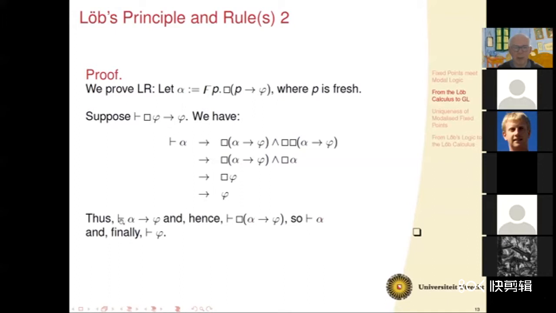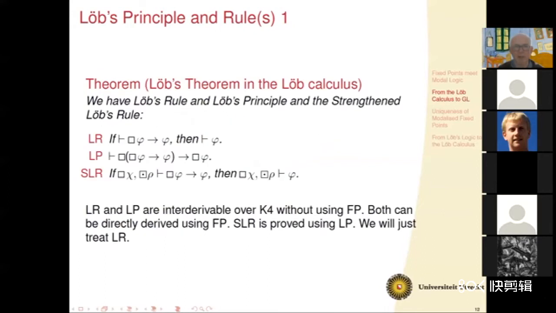So we have derived alpha implies phi. And hence by necessitation, or the first Loeb condition, we also have box alpha implies phi. But that's again by the fixed point equation the same as that we have proved alpha. And now finally we combine this one and that one. And so we have the derivability of phi simpliciter. And that's precisely what we wanted to prove. So that's Loeb's rule.